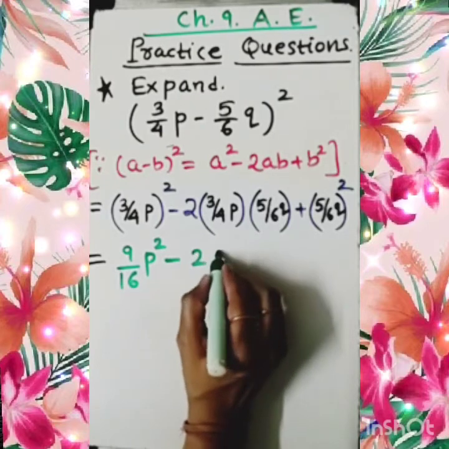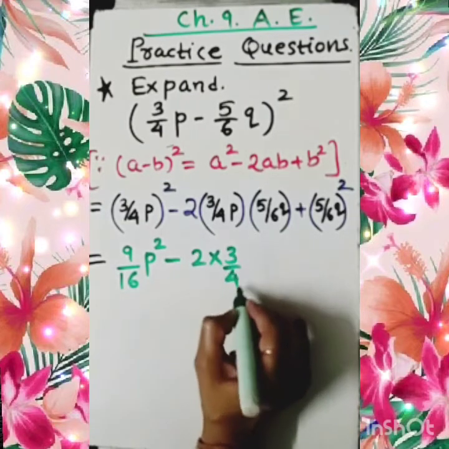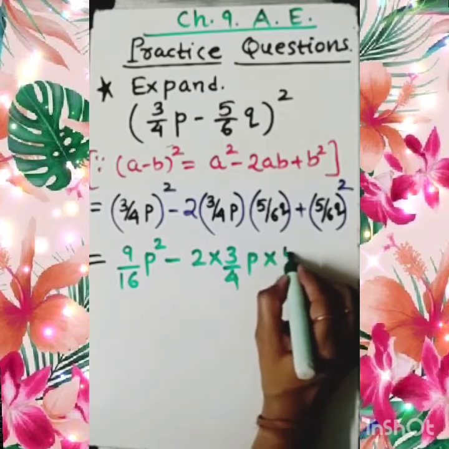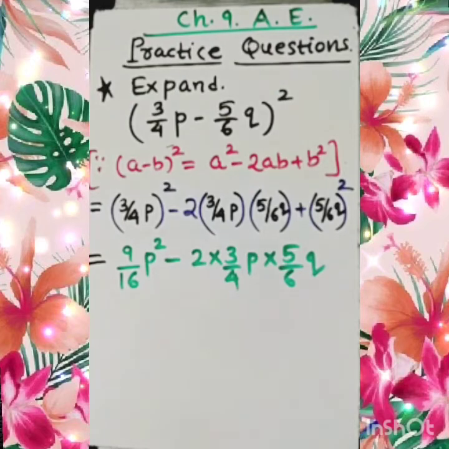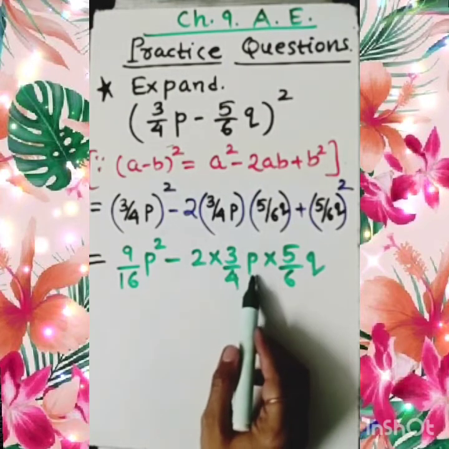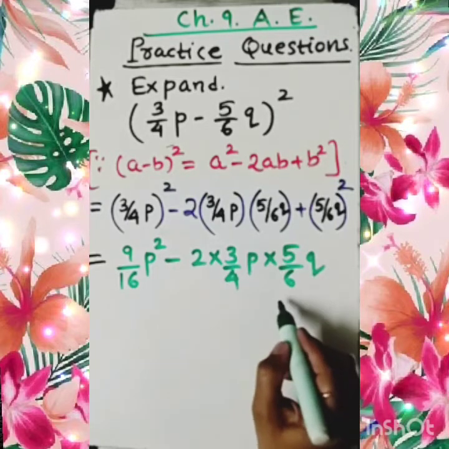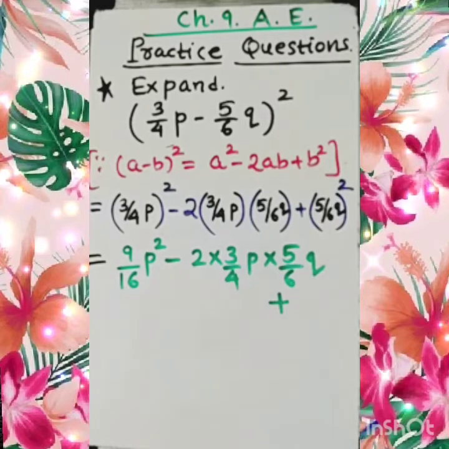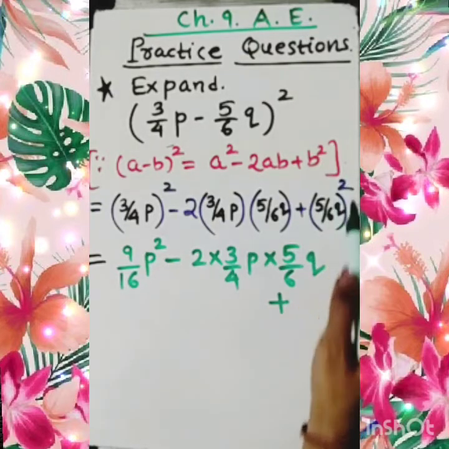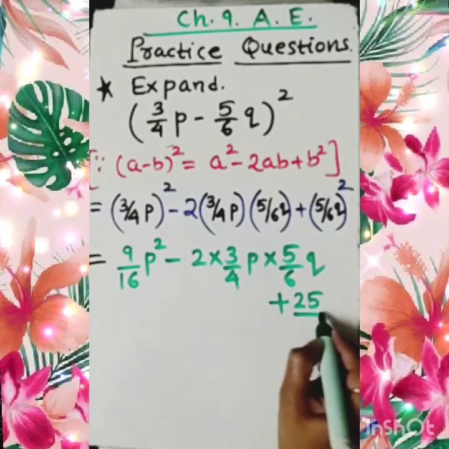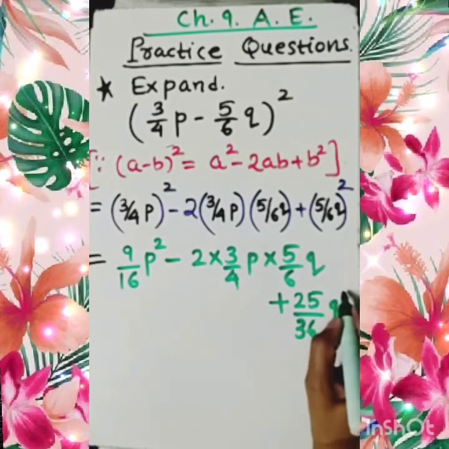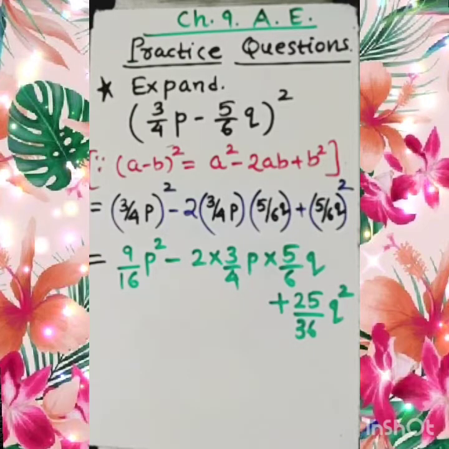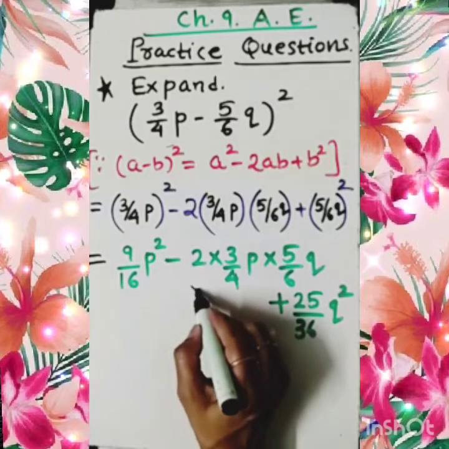So first of all, I request you to open the bracket and note down all the terms in a multiplication form. So it will be quite this way. You can mention 2 into 3 by 4p into 5 by 6q plus. Fine. What about this last term? We know that 5 square is 5 into 5, that is 25. 6 square is 6 into 6, 36. And of course here the square of q is q square. Fine. Now, before we proceed further, we need to simplify this term.